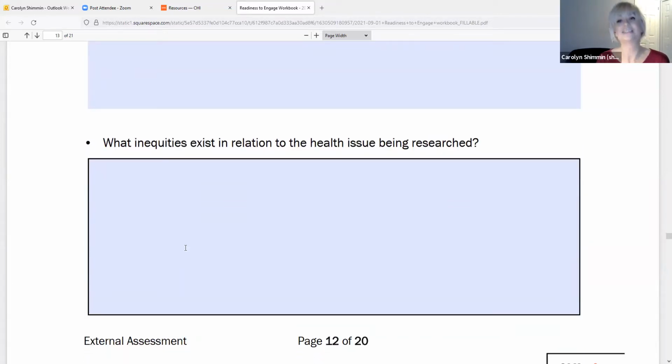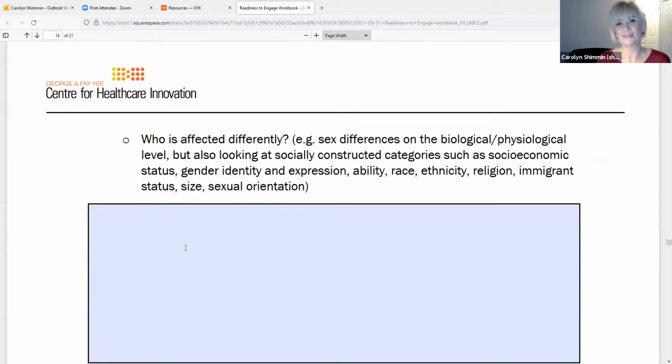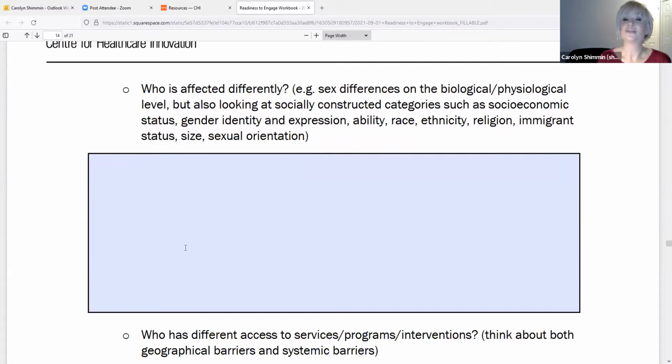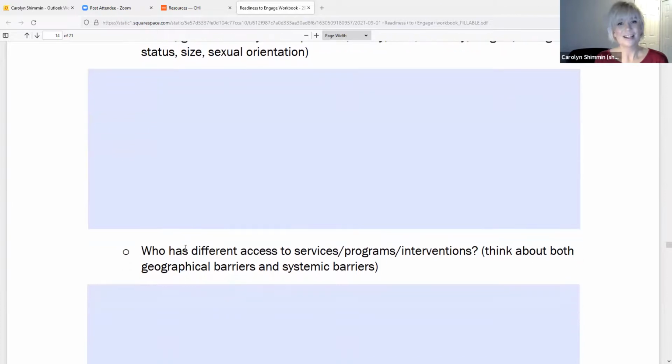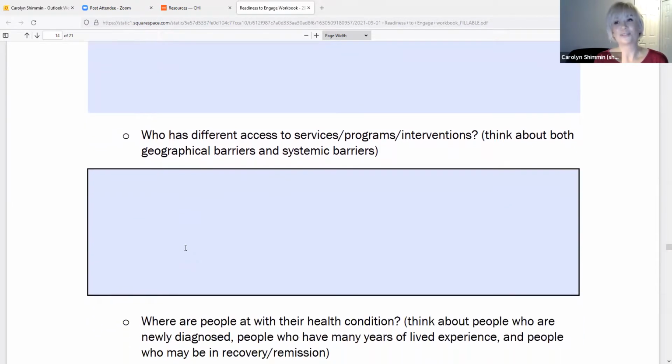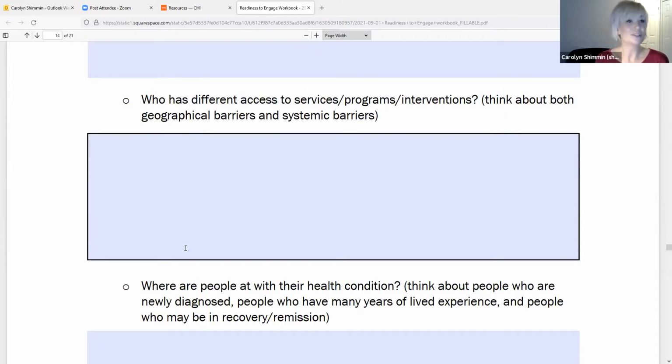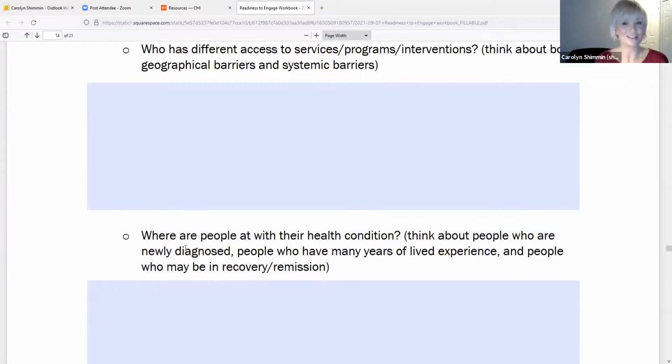What inequities exist in relation to the health issue being researched? So we talked about that as a group, and now this is having some conversations again around the community aspect. Who is affected differently? So thinking about sex differences on a biological, physiological level, but also thinking about socially constructed categories, again, such as socioeconomic status, gender identity and expression, ability, race, ethnicity, religion, immigrant status, size, and sexual orientation. Who has different access to services, programs, and interventions? So think about both geographical barriers and systemic barriers.